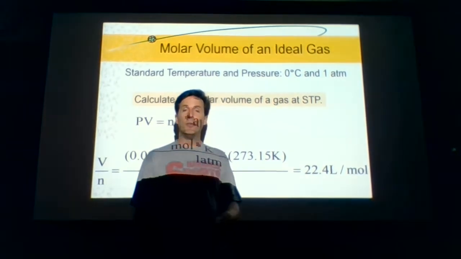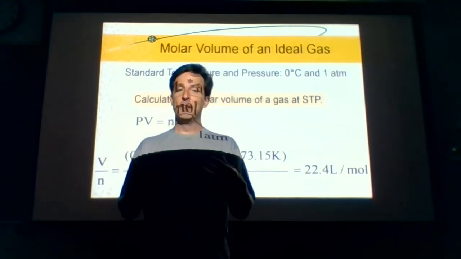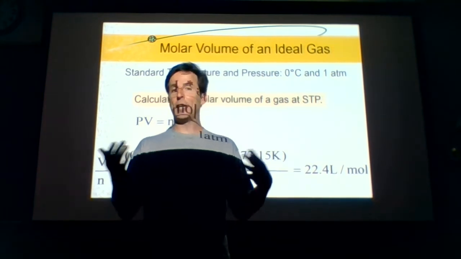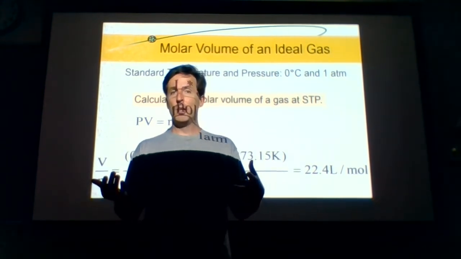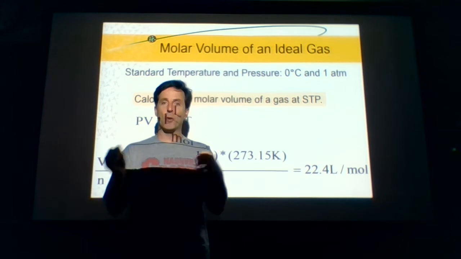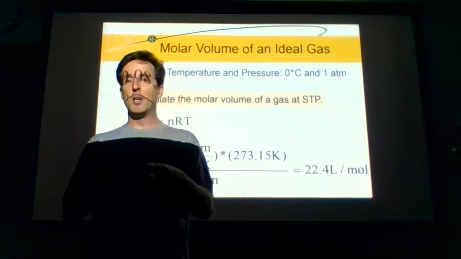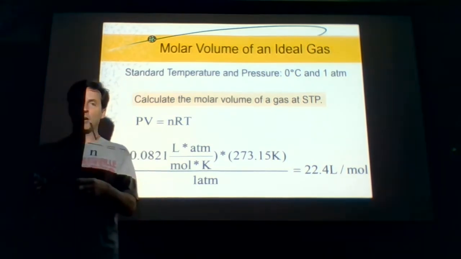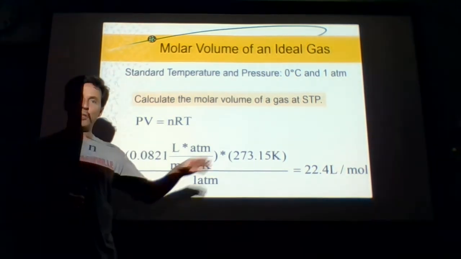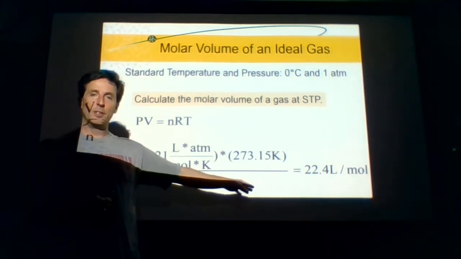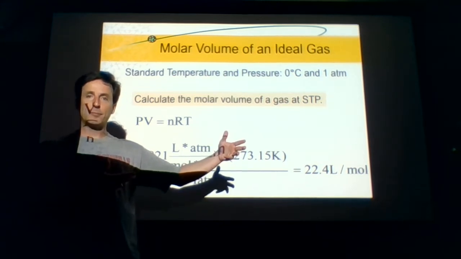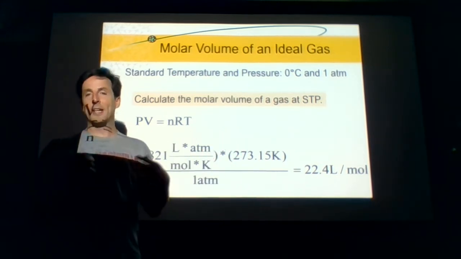Now, what's funny about that is nowhere in that problem did we mention what the gas was. Whether the gas is helium or oxygen or carbon dioxide or anything else, the volume that 1 mole occupies of any gas is 22.4 liters if we have STP. Now, why is that important?